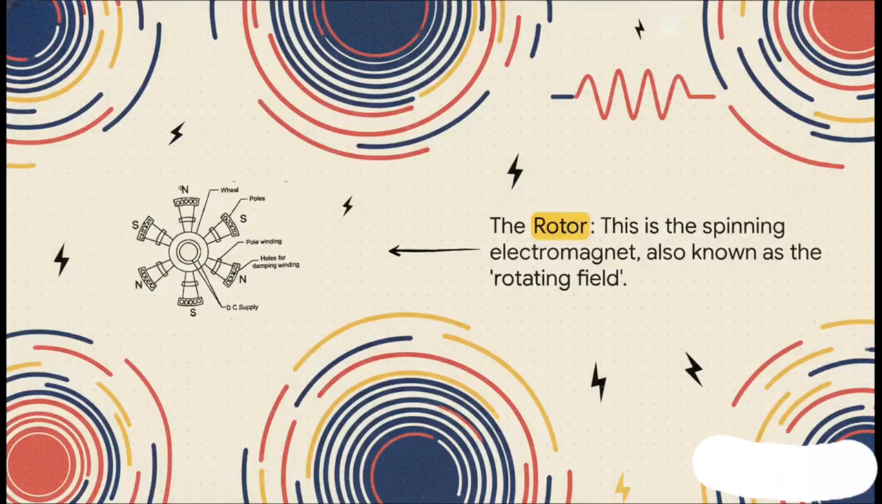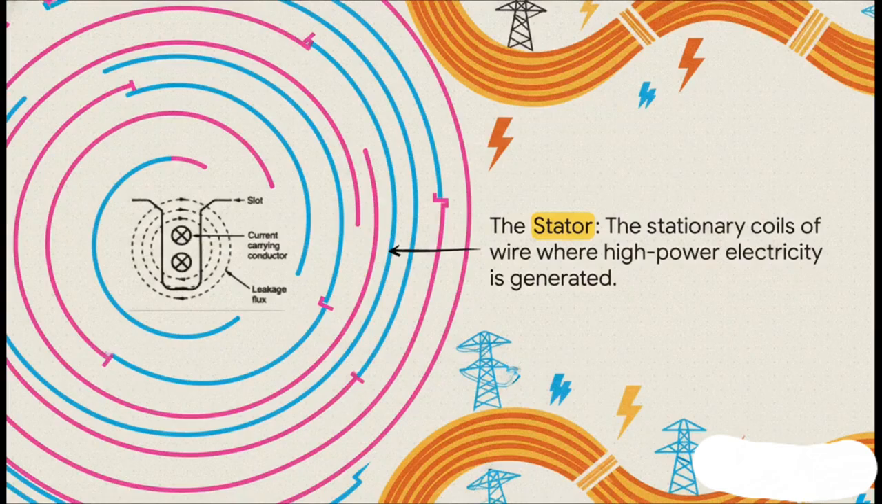So let's look at the first key piece, the rotor. This right here is our spinning electromagnet. All we do is feed it a little bit of DC power to create a really strong magnetic field. After that, its only job is to spin, spin, spin, and create that moving magnetism we need. And wrapped around the rotor, we have this, the stator. And just like its name sounds, it's stationary. This is the armature, a massive bundle of wire coils where the actual usable high-power electricity gets created when the rotor's magnetic field sweeps past it.